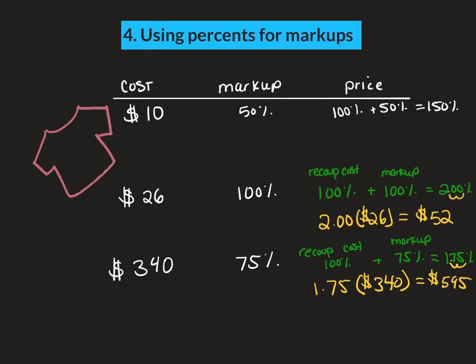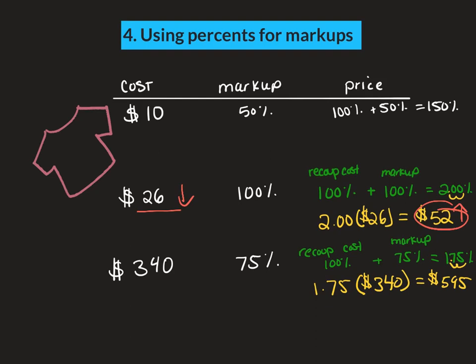In our example of wanting $26 with a 100% markup, what we're saying is we want to be doubling the cost and setting that as our purchase price. When we double the cost of $26, we got that purchase price of $52. And this makes sense logically. If the item costs me $26 and I charge $52, I'm taking more money in than I'm spending on the item. So this is good business practice.